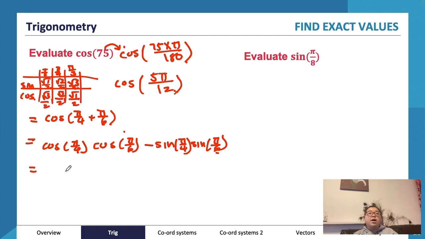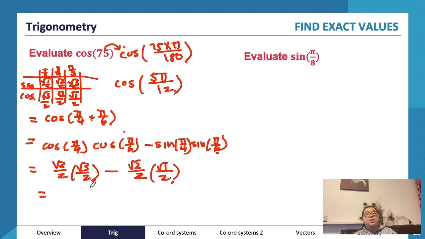That's okay. All right, so cos pi on 4, we can see here is going to be root 2 on 2, and then cos pi on 6 is going to be root 3 on 2. And then here is going to be minus root 2 on 2 for sine, and then sine pi on 6 is root 1 on 2. So root 1 on 2, right?